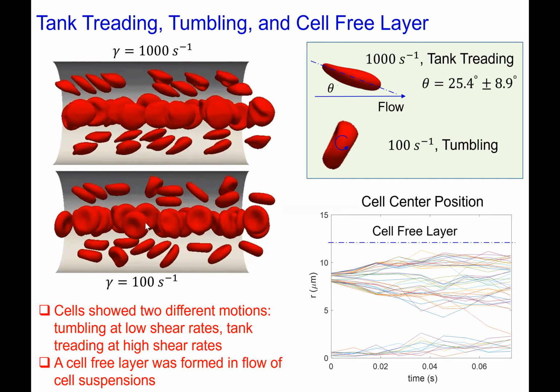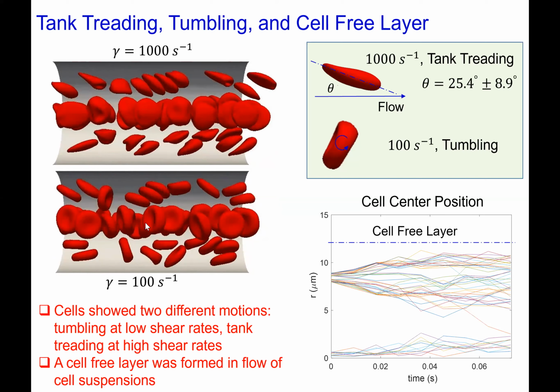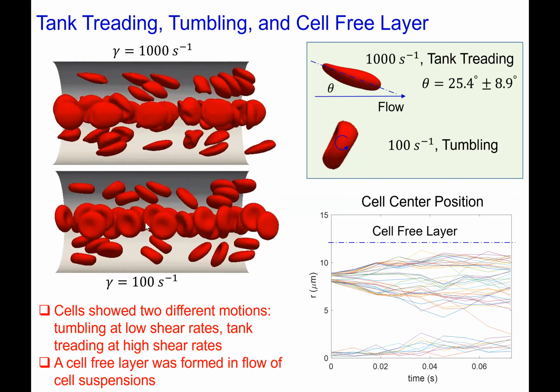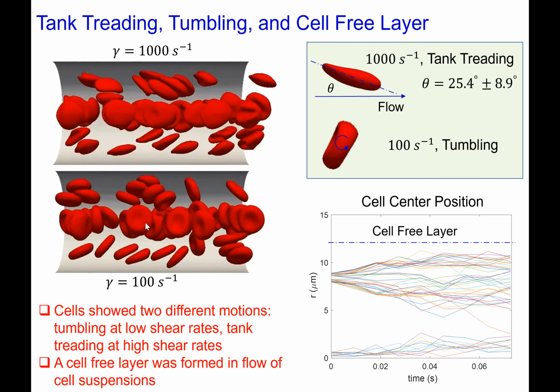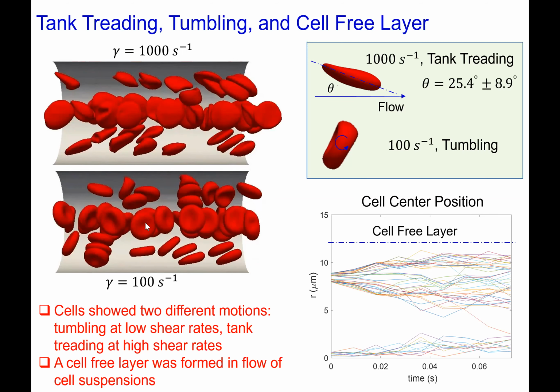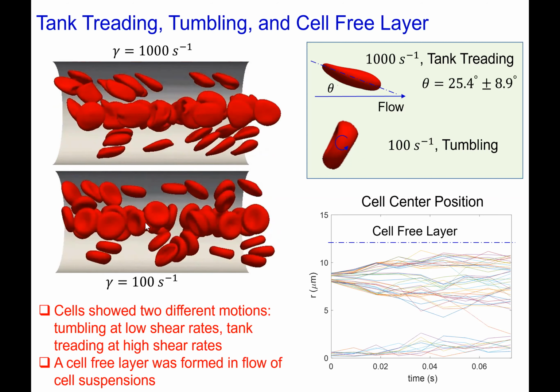And in such flow cases, we also see a cell-free layer, which is well observed in the literature. That is close to the blood vessel wall. There are no cells there because the cells are deformed. They tend to migrate toward the core, the center of the blood vessel.